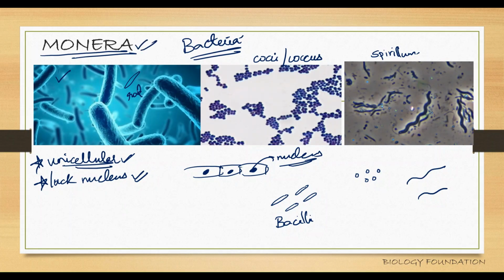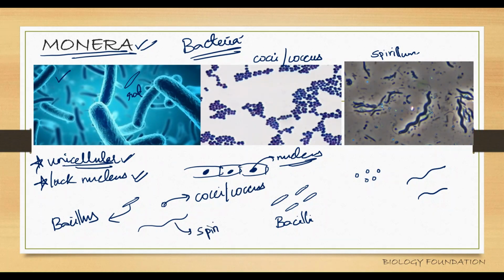Now, the bacteria which are present can be either rod shaped, spherical shaped, or spiral shaped. If they are rod shaped, then they are placed under the Bacillus group. If they are spherical shaped, then they are said to be cocci or coccus. If it is spiral shaped, then we use the term spirillum or spirilla. Plural is spirilla, singular is spirillum. So, based on the shape, they can be classified into bacillus, coccus, or spirillum.